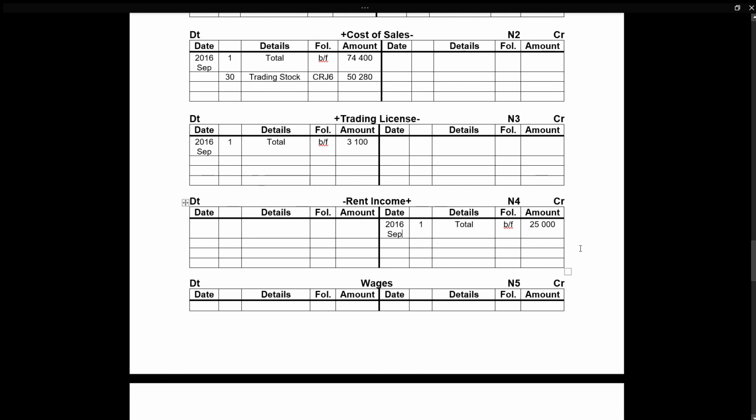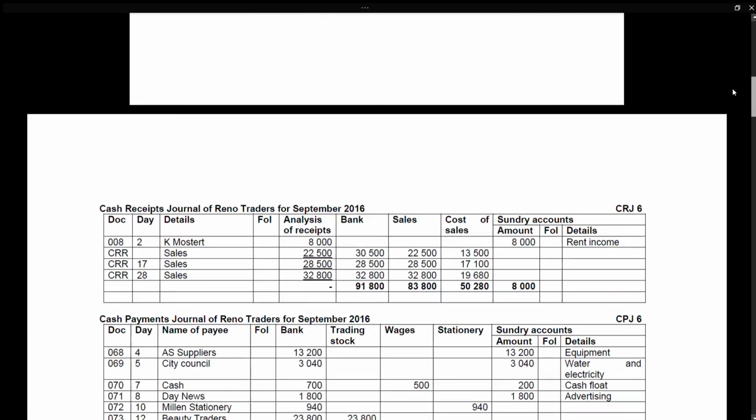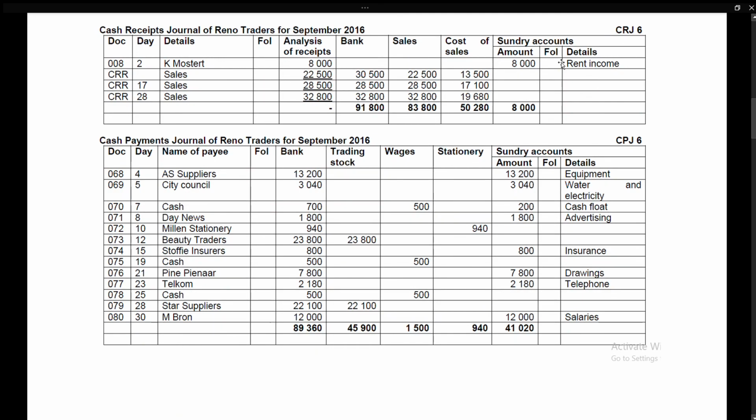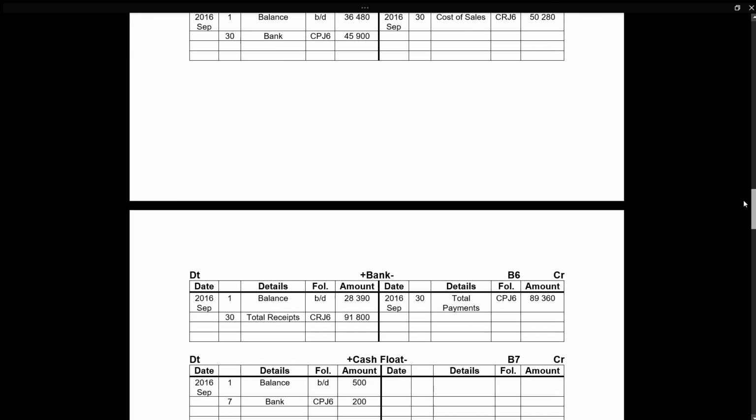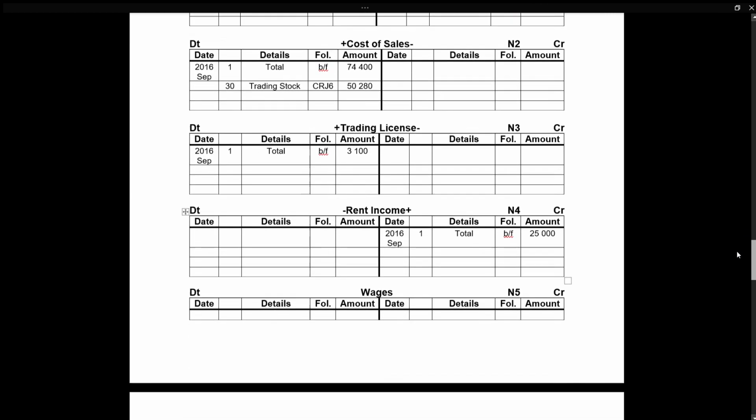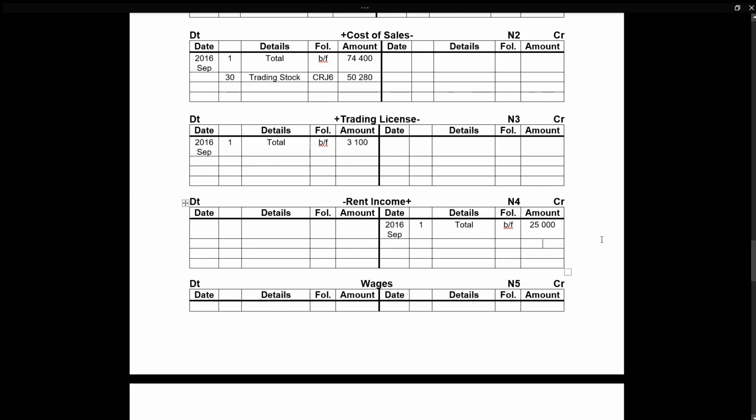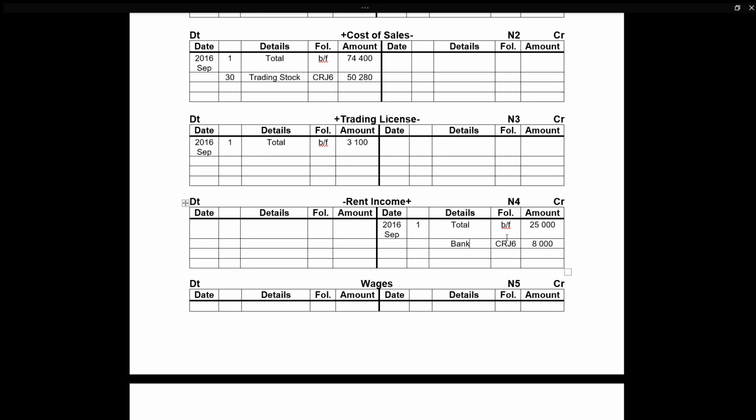Right, so let's see if we received more rent income during the current month. I will go straight to my cash receipts journal. Rent income right there on the 2nd, 8,000 Rand. Nice extra income. Rent income will increase with that 8,000 Rand. Got this from my cash receipts journal number 6. Details will be bank. That's where I'm going to put the money when I receive it. And this took place on the 2nd.